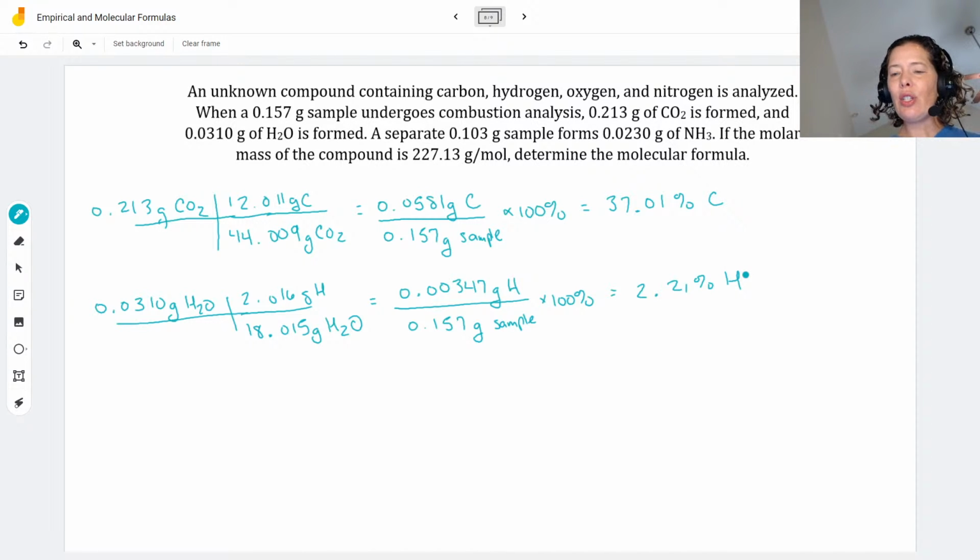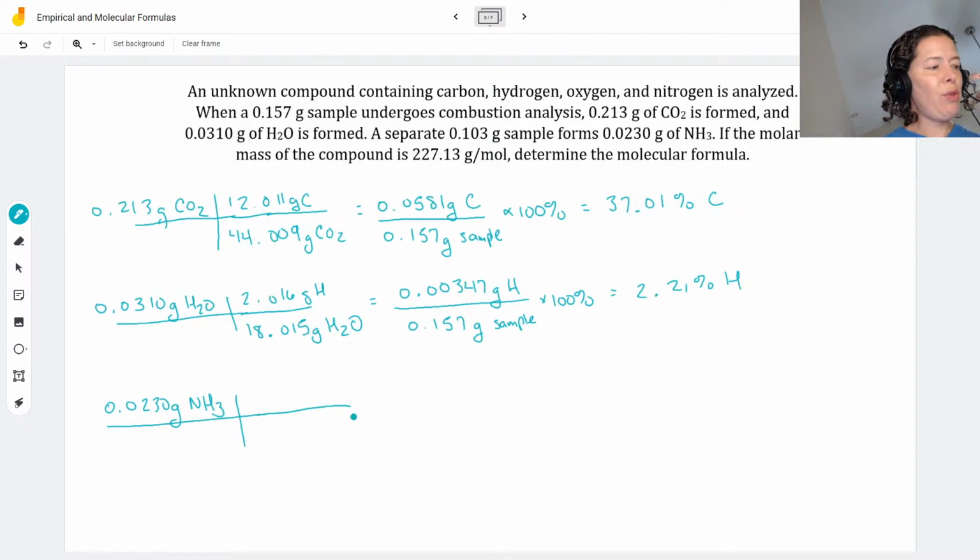Okay, so these are looking pretty good. I next need to do my nitrogen, and that's forming ammonia. All right, again, same treatment, but we just need to make sure we keep our numbers straight. So I formed 0.0230 grams of ammonia. Just like before, I'm going to put my molar mass of ammonia in the denominator.